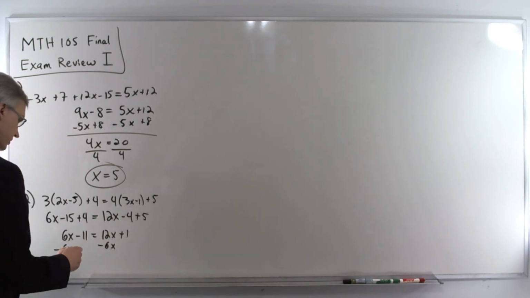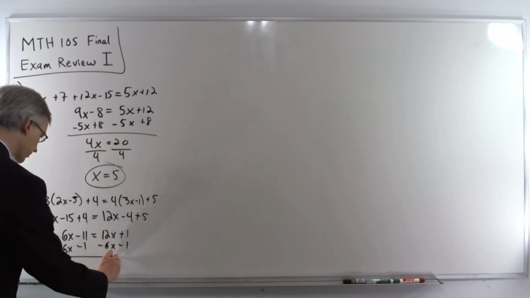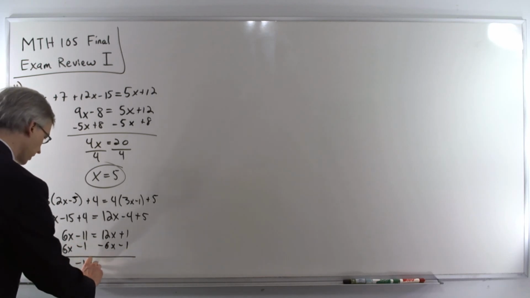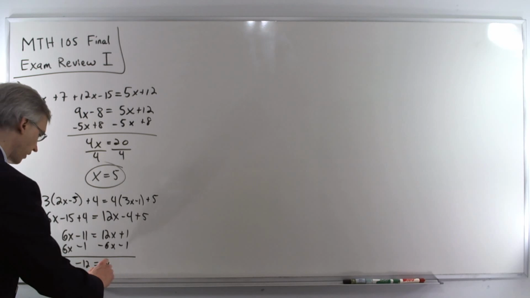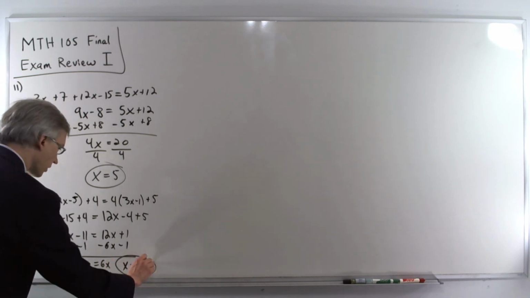Subtract 6x from both sides, that'll get all the x's to the right. Get rid of that 1 there, move that to the left. Now we got negative 12 equals 6x. Divide both sides by 6 and you get x equals negative 2.